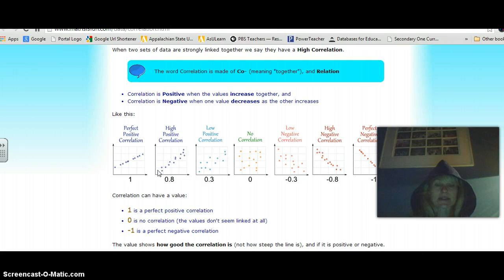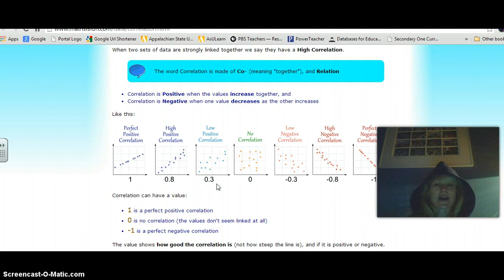your high positive. So again, you could draw a straight line through those and the points would be tight. So we consider anything down to a 0.8 a high positive. A low positive is, again, you can definitely see it rises from left to right, but it's weak. They're spread out. They're not as tight as if I were to draw a line right through here. They're spread out farther from that line.